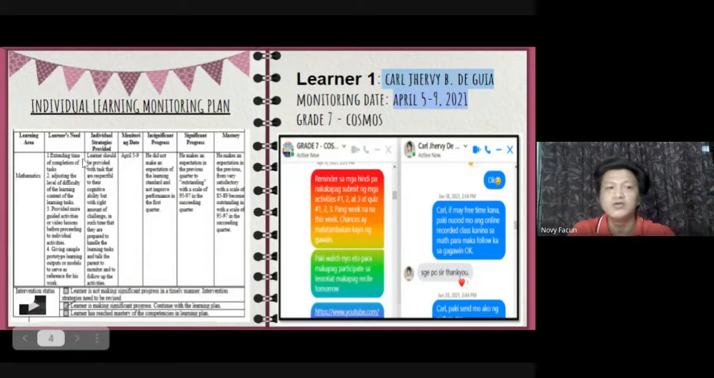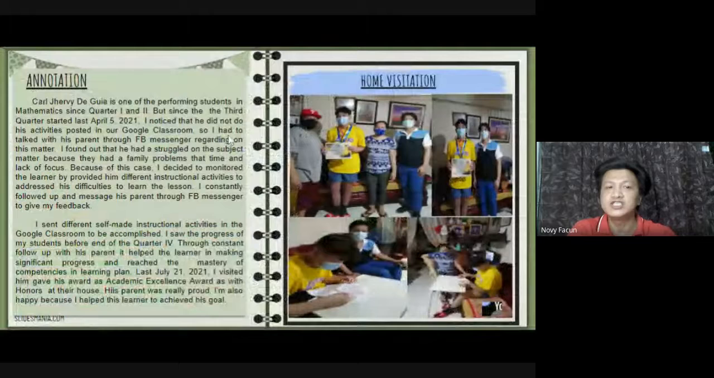Indicated there are the learning needs, what we need to finish, the activities to be accomplished by the student, and the significant progress. That is the conversation between me and the students. And of course, the parent also monitors. I also have, aside from the monitoring plan, an annotation that we need. And of course, I conducted a home visitation to validate if the students really learned. I gave a home visitation form, filled up by the students, and that is my annotation.